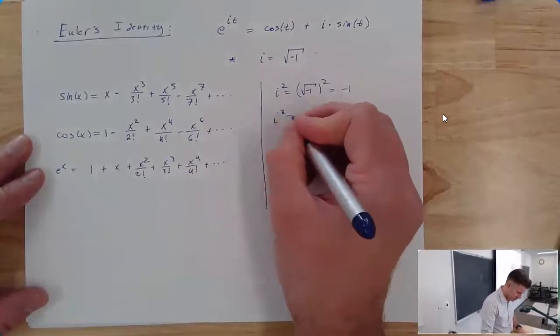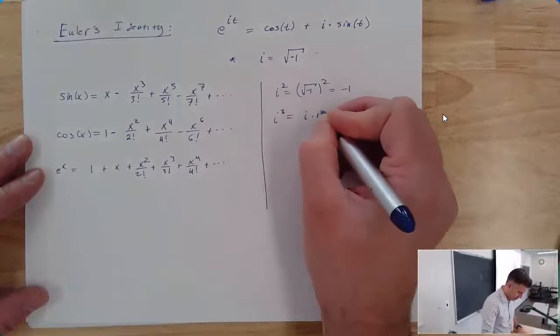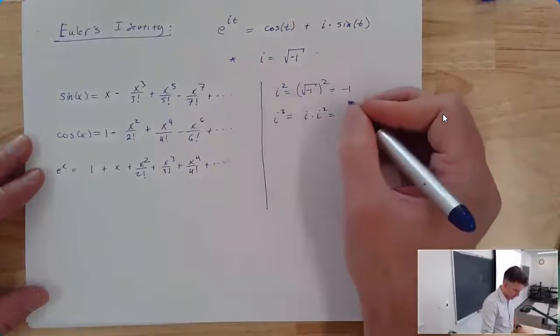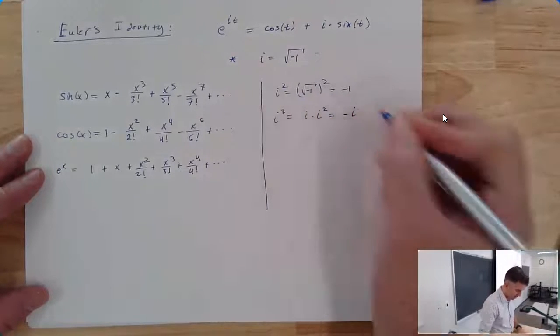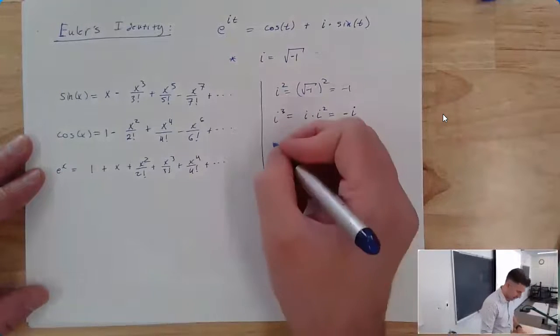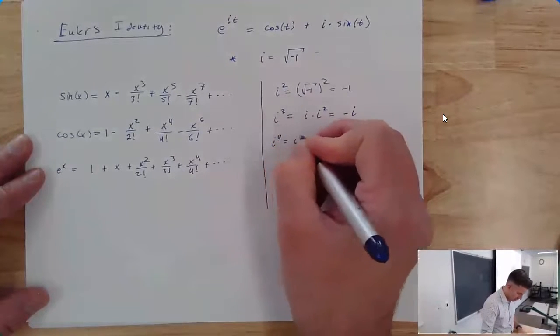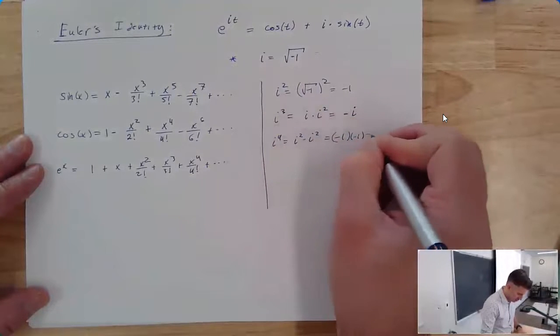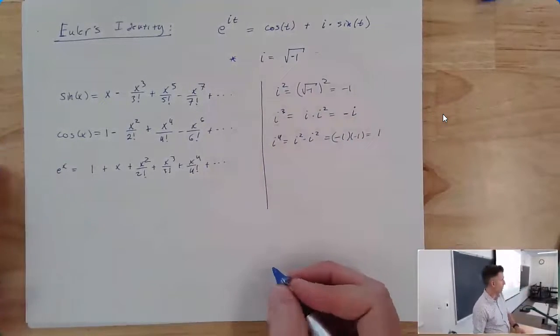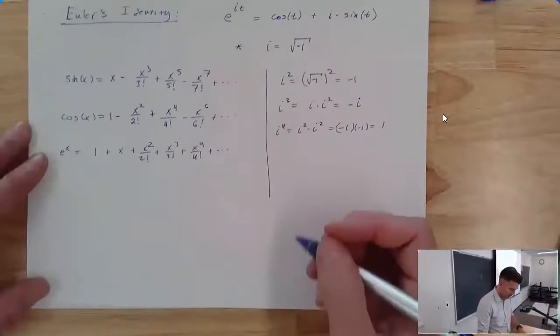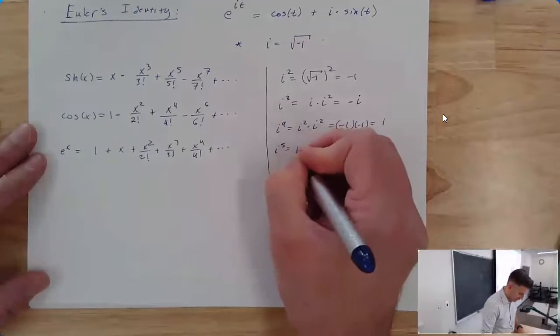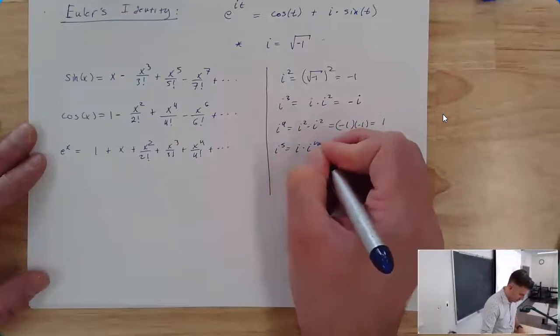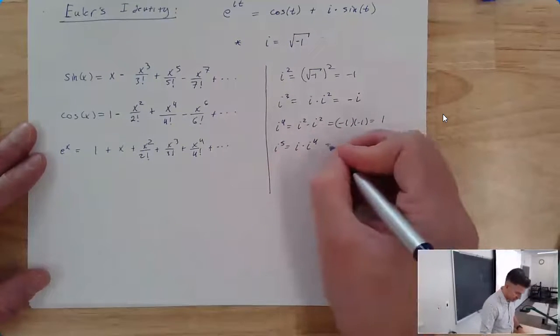I cubed is I times I squared, which is I times -1, or -I. And I to the fourth is I squared times I squared, which is -1 times -1, which is 1. And then after that, you're kind of back where you started. If you do I to the fifth, it's really just I times I to the fourth. I to the fourth is 1, so it's really just I.